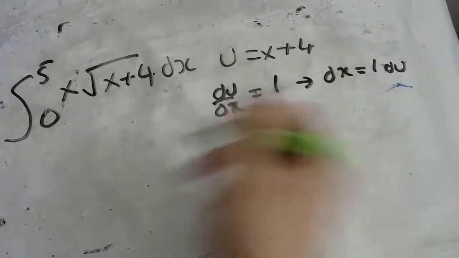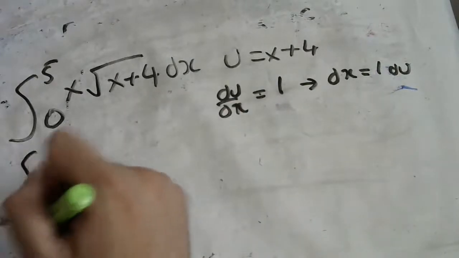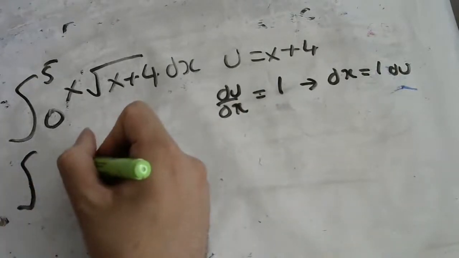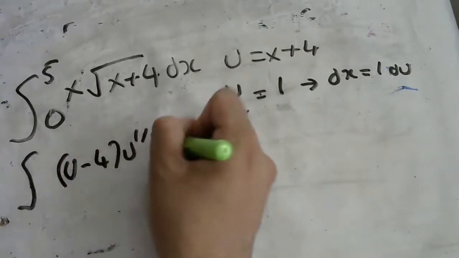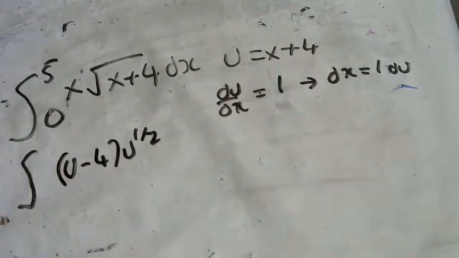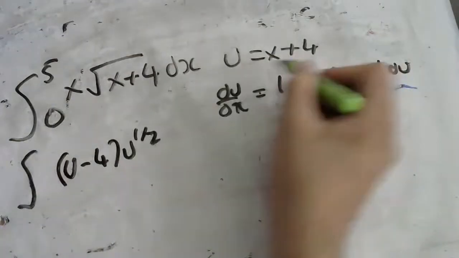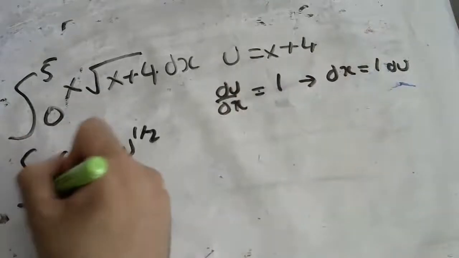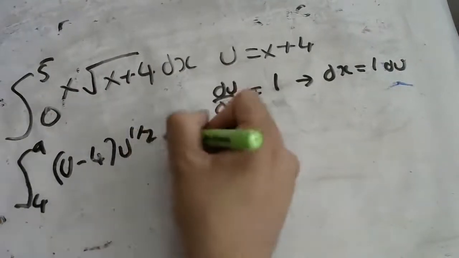So you've now got, and it's very, very similar to the other one, you've got u minus 4 times u to the half. And this is the important bit. This is the new thing, right? You've got to put the bounds in there as well. So if your x equals 0, 0 plus 4 is 4. So that's 4, and that's 9. All right? So that's your new integral, du.